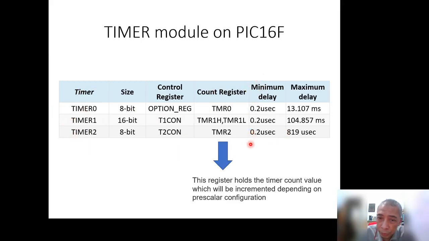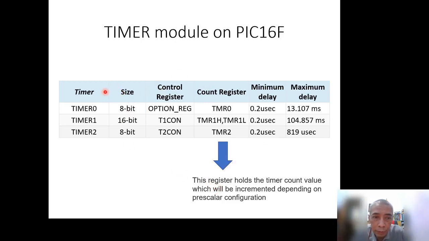It's about 0.2 microseconds, but the maximum delay, because this timer is 16-bit, is the longest maximum delay compared to the first timer and the third timer. Okay, that's the timer module.